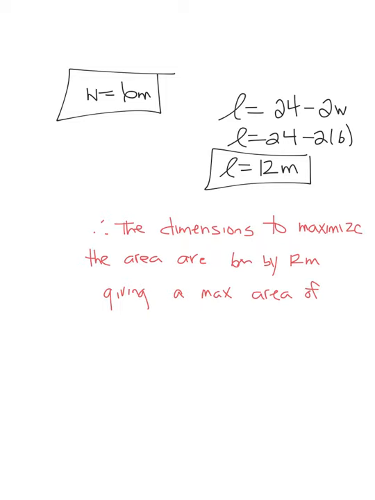So I've started my therefore statement. The dimensions to maximize the area are 6 meters by 12 meters, giving a maximum area of, and I haven't written this out, and you probably don't, you can do it in your head, but we know that the area is length times width. My length was 12, my width was 6, which gives me 72 meters squared.